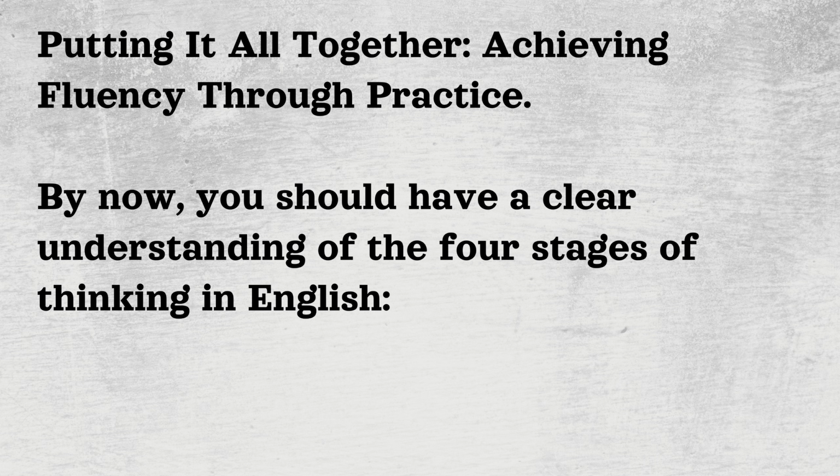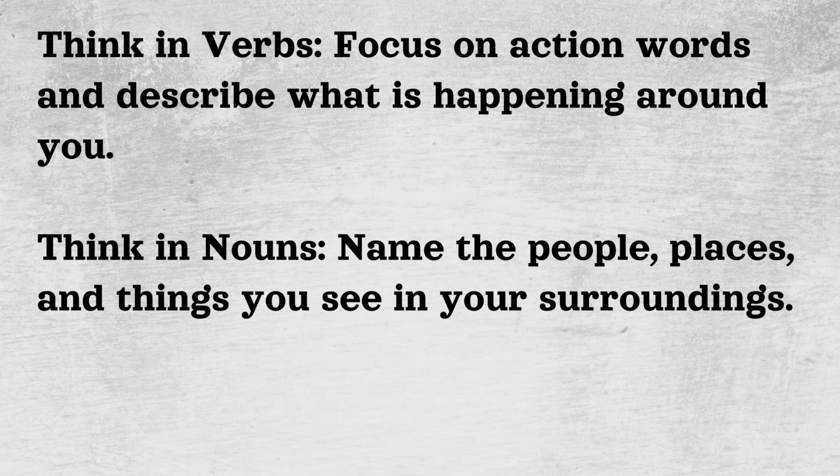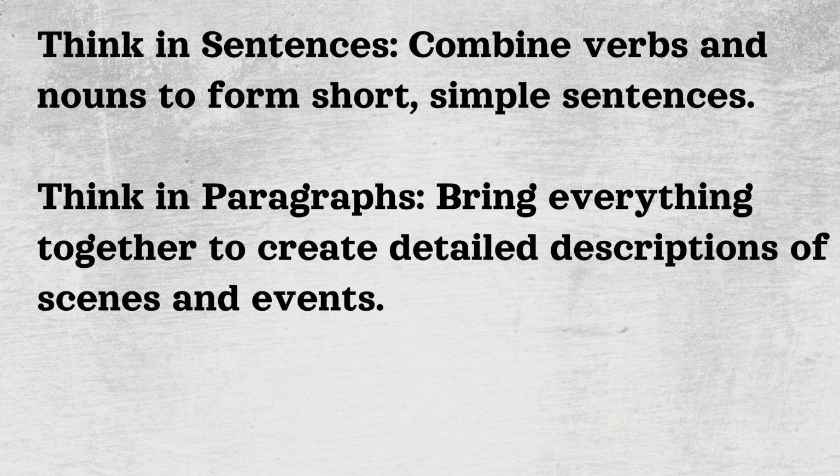Putting it all together, achieving fluency through practice. By now, you should have a clear understanding of the 4 stages of thinking in English. Think in verbs: focus on action words, and describe what is happening around you. Think in nouns: name the people, places, and things you see in your surroundings. Think in sentences: combine verbs and nouns to form short, simple sentences. Think in paragraphs: bring everything together to create detailed descriptions of scenes and events.